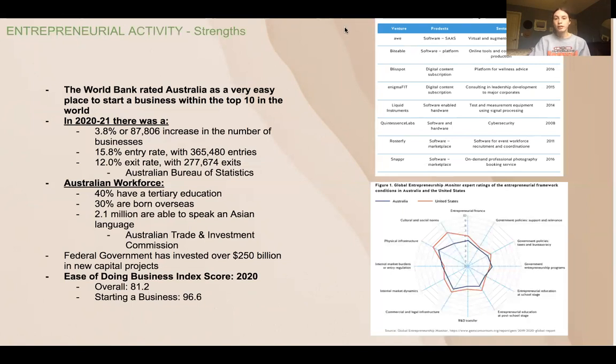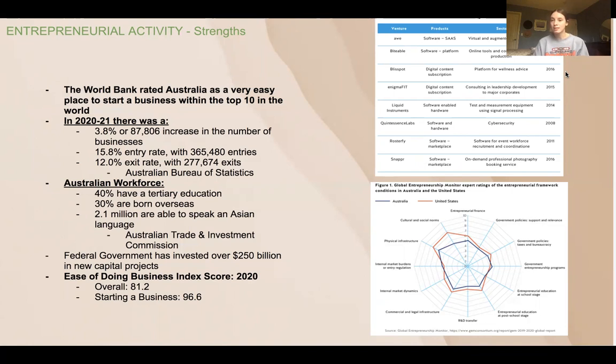The entrepreneurial activity in Australia is a very interesting thing to me because when we look at the strengths, the World Bank has rated Australia as a very easy place to start a business. They were ranked as one of the top 10 in the world. And when I looked at the World Fact Book, the Ease of Doing Business Index score in 2020 gave Australia an overall rating of 81.2 and a starting a business score of 96.6.